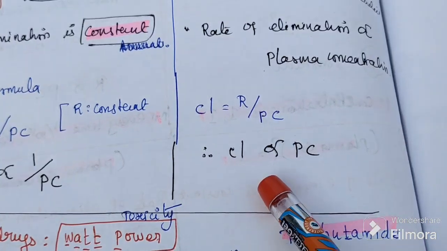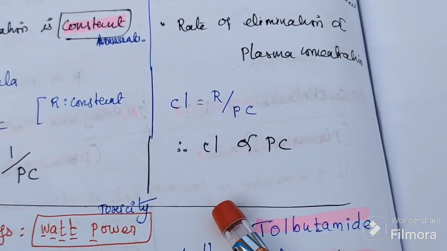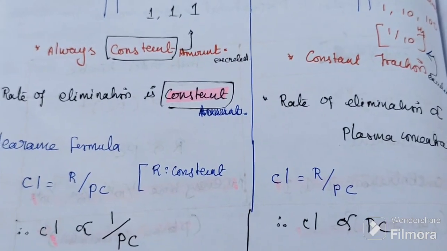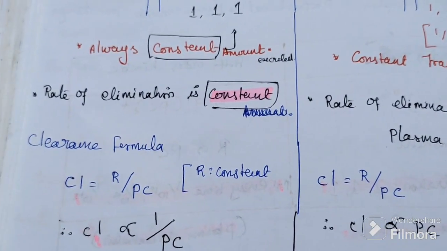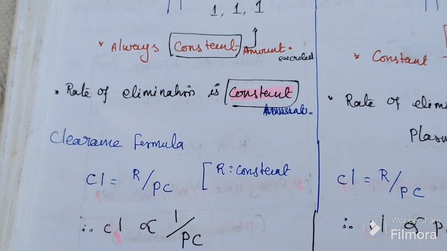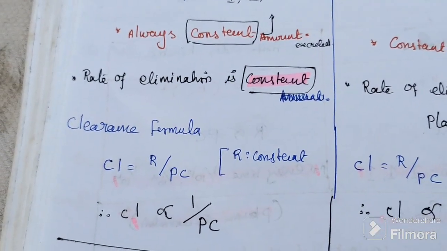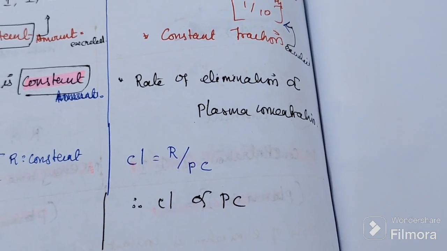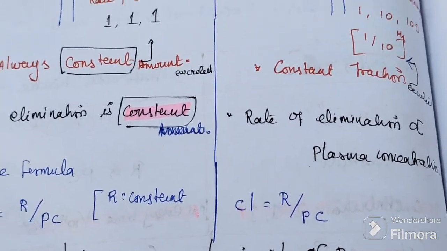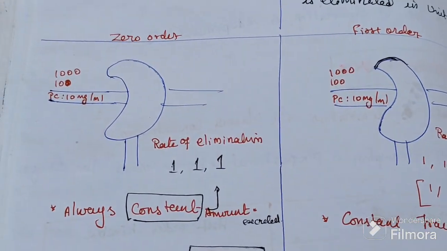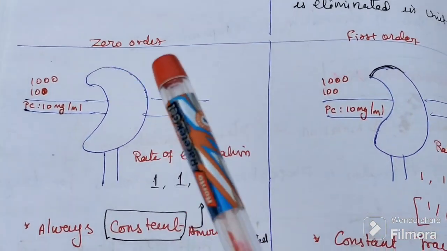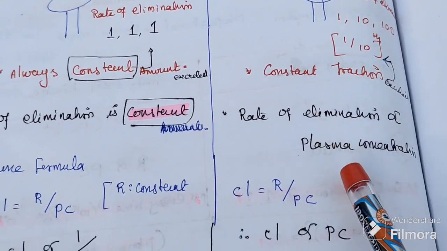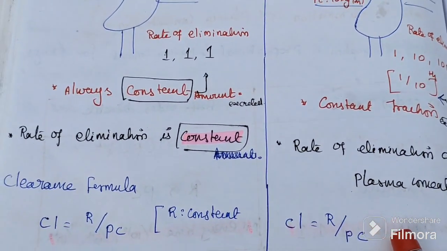They will cancel each other out, so clearance is the constant one. Zero order clearance is inversely proportional to plasma concentration. First order clearance is constant. So what are the three important points? Here the rate of elimination is constant. Here the rate of elimination is directly proportional to plasma concentration.